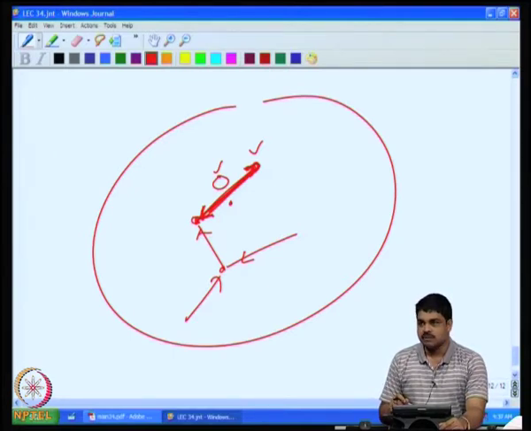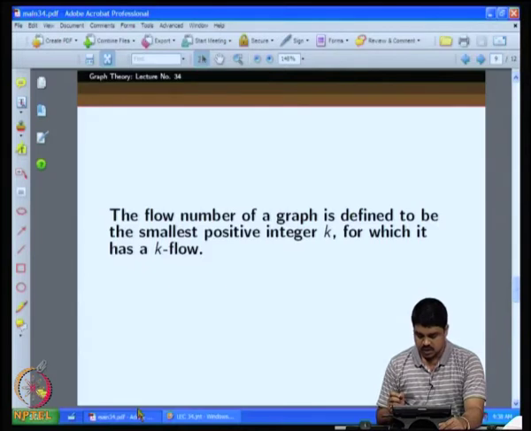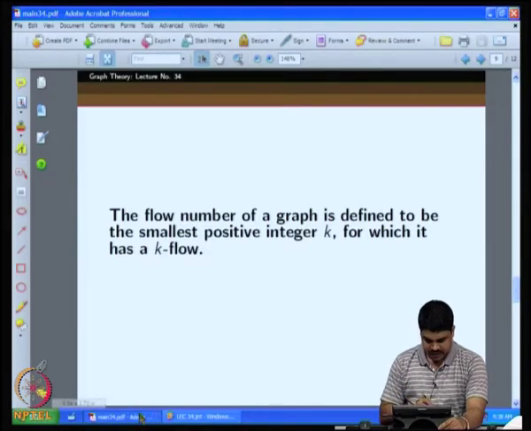We can simply say that for this graph there exists a k flow. In other words, whichever the orientation, we can find a k flow. So, we can talk about, given a graph, the smallest integer k for which any orientation of it has a k flow. Some simple examples we can consider.